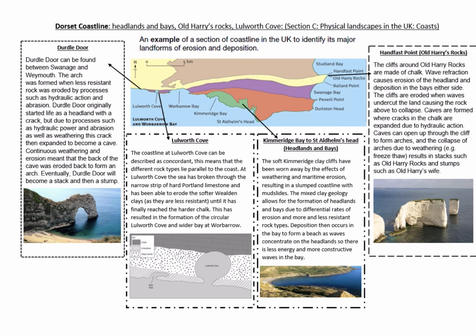But most importantly, and my favourite one I would say, is Old Harry's Rocks. These are a brilliant example of caves, arches, stacks and stumps. So you get to see the full journey of all three features that we've talked about already, exemplified in one big key place. Old Harry's wife is the stump that sunk into the sea. Old Harry is the stack that is left behind, the bit sticking out into the ocean. You've got your little arches and your caves, etc.